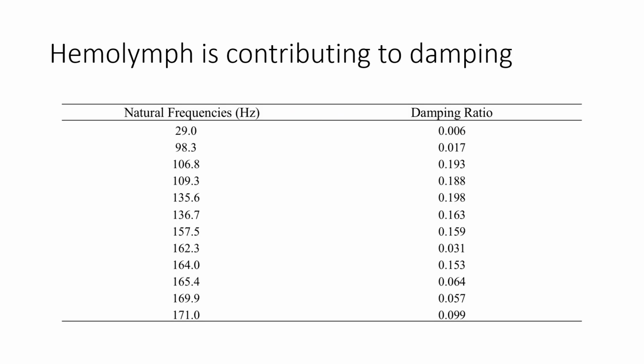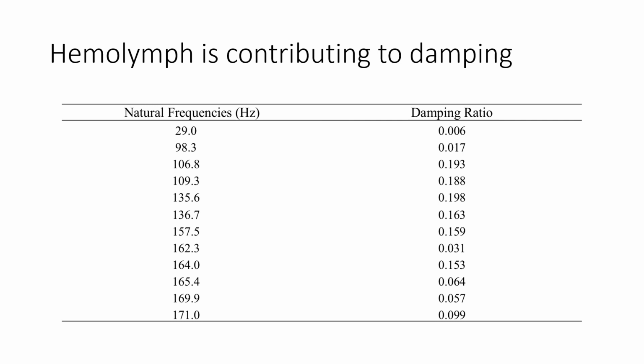So turning to my first set of results, here we have the 12 natural frequencies of the simple model with the single lacuna and their respective damping ratios. Now, a damping ratio is a dimensionless value that describes the damping of a system, where higher values indicate more damping and lower values indicate less damping. So if the fluid in this model was not contributing at all to damping, we'd see values of 0 for each of these natural frequencies. But clearly that's not the case, as we can see there's some variation from frequency to frequency.